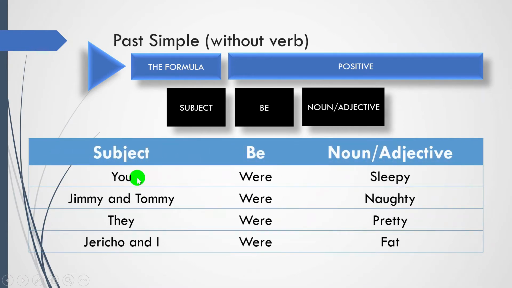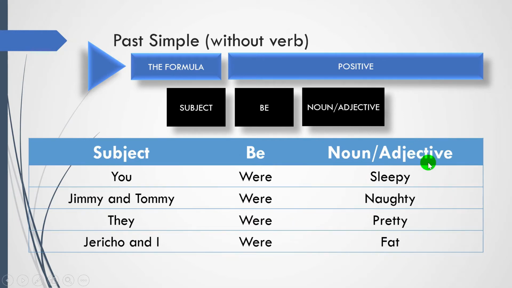Now how about for this one, the one who uses were? Okay, this one: you, Jimmy and I can be replaced by they, Jericho and I can be replaced by we. All of this, because it belongs to more than one, you have to use were.